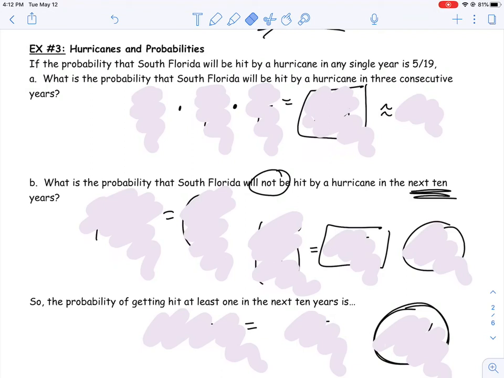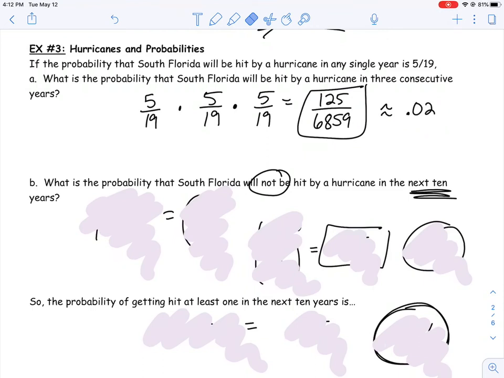And if it's hit by a hurricane in year 1 and in year 2 and in year 3, do you hear the key word there? It means I'm going to multiply the probabilities together. So the probability that South Florida is hit in year 1 is 5 out of 19. In year 2 is 5 out of 19. In year 3 is 5 out of 19. Hit year 1 and year 2 and year 3, I'm going to multiply the probabilities together. And I could say that there's a 0.02 chance that it will be hit by a hurricane in 3 consecutive years. A 2% chance that it's going to get hit by a hurricane in 3 years in a row.